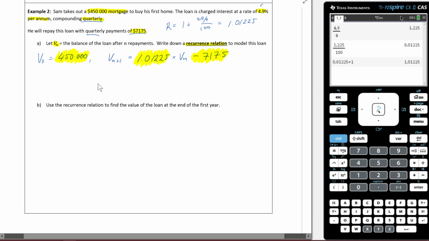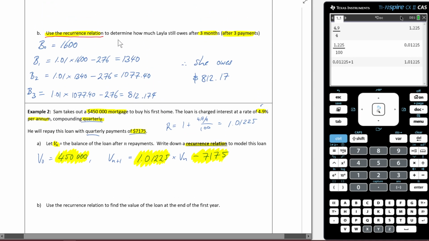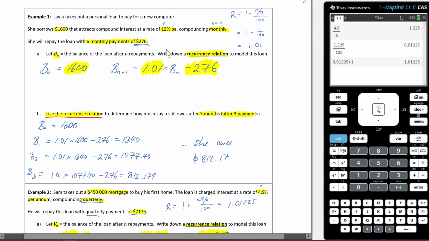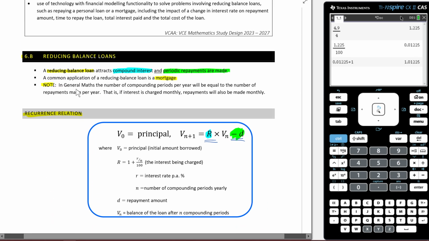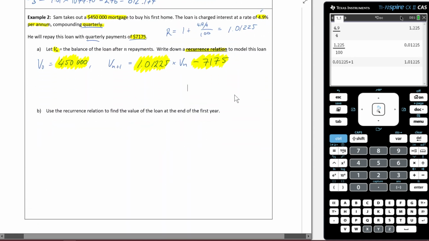Before we move on, can we talk about the fact that the interest is being charged quarterly and the repayments I'm making are also quarterly. Both are quarterly. So too over here for the last example, the compounding interest was monthly and my repayments were monthly. And that brings us to this note here, which says, in general maths, the number of compounding periods per year will be equal to the number of repayments made per year. That is, if interest is charged monthly, repayments will also be made monthly. So that's what that's getting at there.